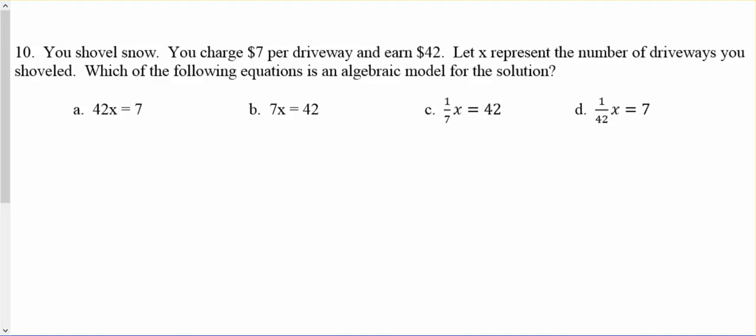You shovel snow, you charge $7 per driveway and earn $42. Let x represent the number of driveways you shoveled. Which of the following equations is an algebraic model for the solution? You charge, so it would be 7x, 7 times the number of driveways you do, and you get $42. 7x equals 42.